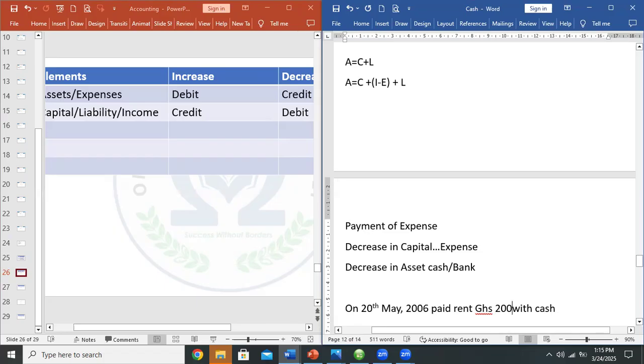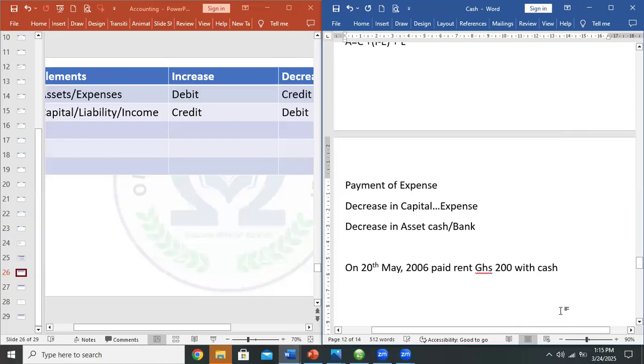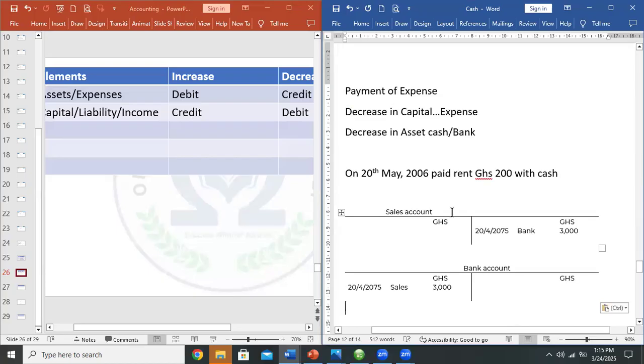So what it means is that we are paying an expense, but rent is an expense with cash. So dear professors, for the effect, you have decrease in capital, rent. So you put the name of the specific expense, rent, and decrease in asset, cash, since we paid with cash. In terms of opening the two accounts, you open the rent account, which is the expense account.